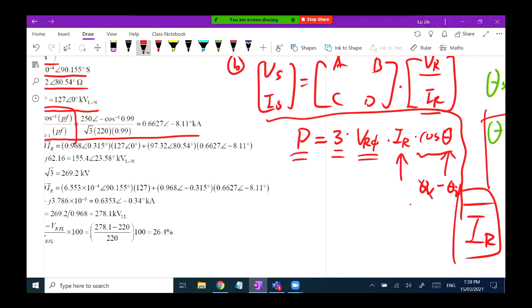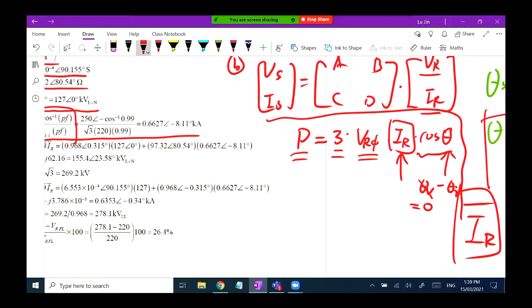So theta V equals 0 in this case. And you can work out the theta I. Then 0 minus theta I, you get this theta. Based on this theta, you should be able to determine what IR is. That is the magnitude of the current.